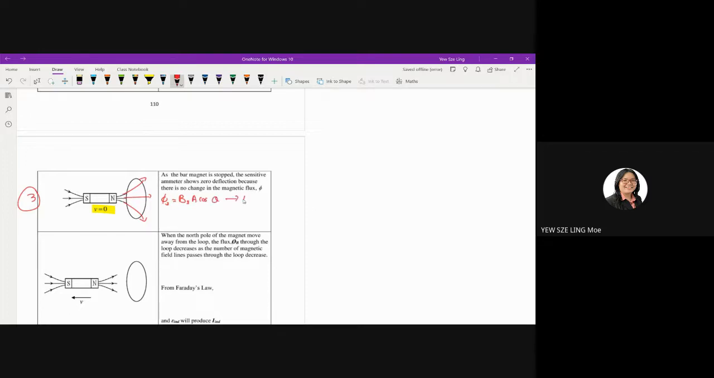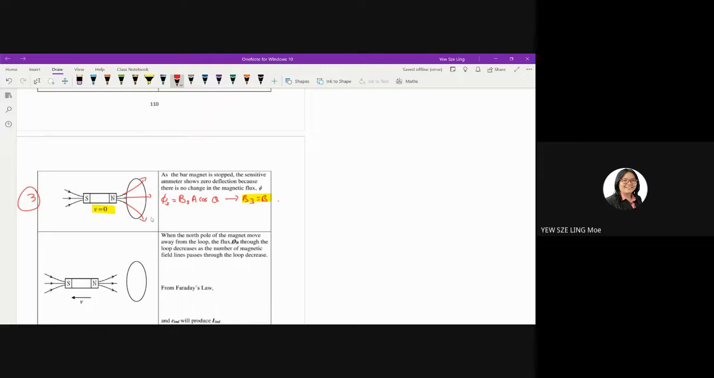And in this case, B3 is still equal to B because now you let it stop. You move the magnet from far away and then you let it stop for a second, for example. And what happened in this 1 second? The B is still equal to B. The B remains the same.